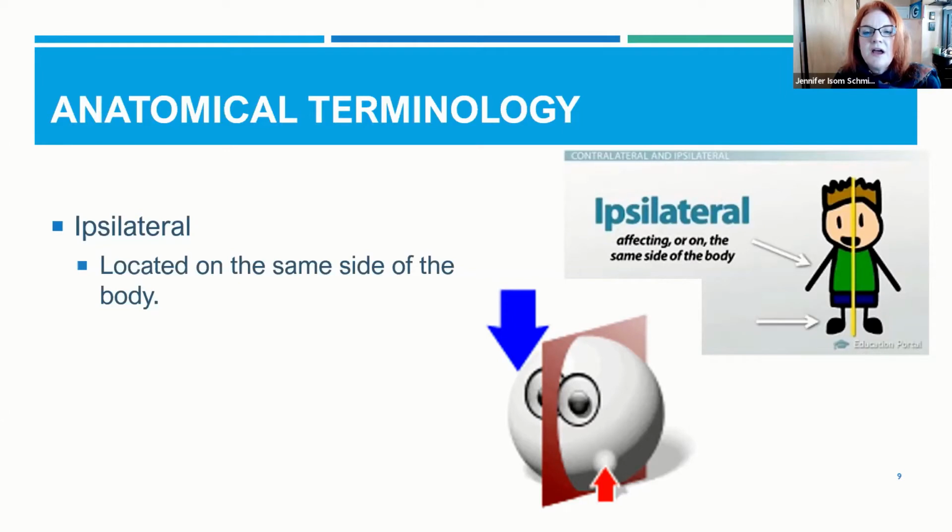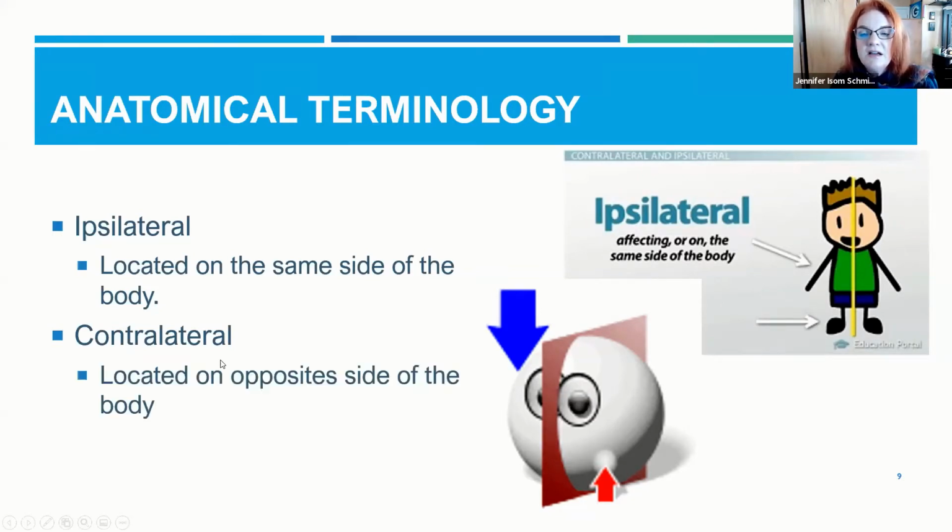Now, when we're talking about two structures that are on opposite sides of the body, then we would use the term contralateral because they are located on opposite sides of the body. So my right eye is contralateral to my left nostril, for example, because they're located on opposite sides of the body. Why is this important to know?